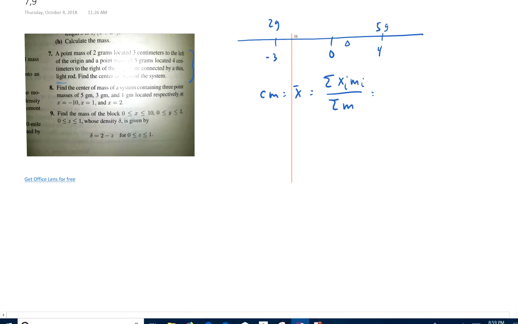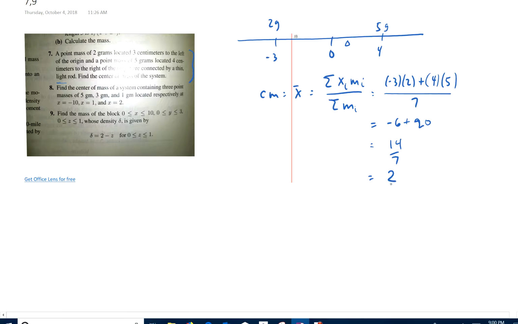It's the location times the mass, so this would be negative 3 times 2 plus the location 4 times 5, all over the sum of the masses, which should be 7. So that would be negative 6 plus 9. If I could do this right, I can't multiply. I'm looking at my thing going, that's not 9, that's 20, sorry. So that'd be 14 over 7, which is 2.